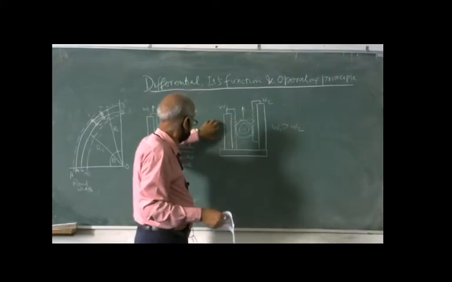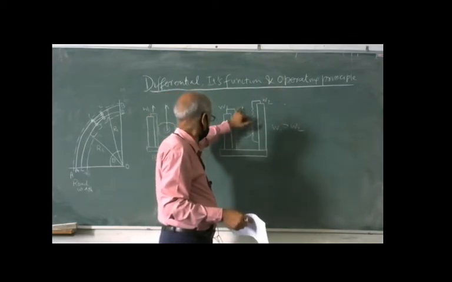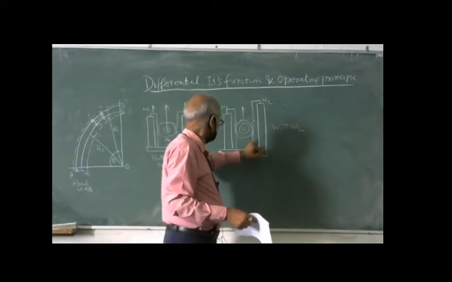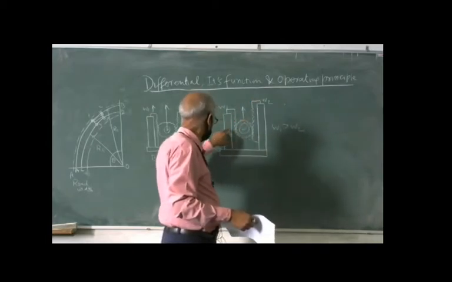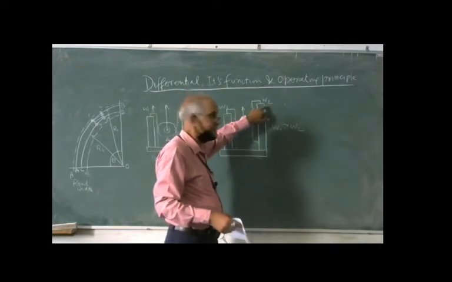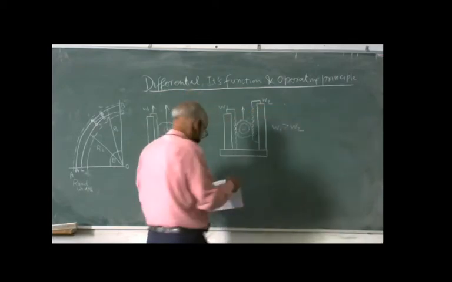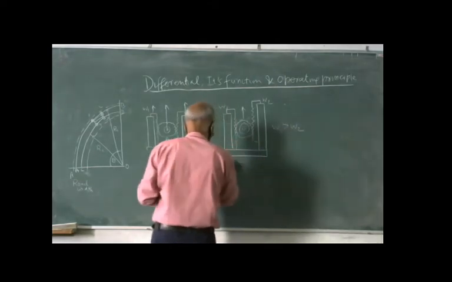So this is, you can say, jammed and this is free. When this gear moves up, W2 will move up along with the gear and W1 will remain at its position because W1 is greater than W2. So we can say the rack subject to smaller resistance travels further.